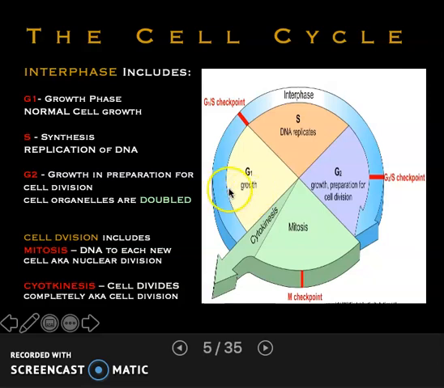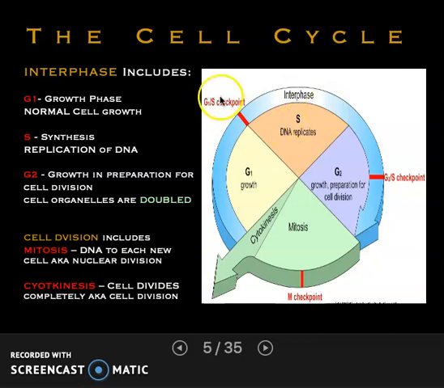G1, the first step, is just normal cell growth. As a cell grows, it gets larger and larger. It accumulates more and more materials until it gets to be too big, that is, when the surface area to volume ratio has gotten too small. Once that limit in size has been reached, certain proteins are made, and they characterize this G1 to S checkpoint.